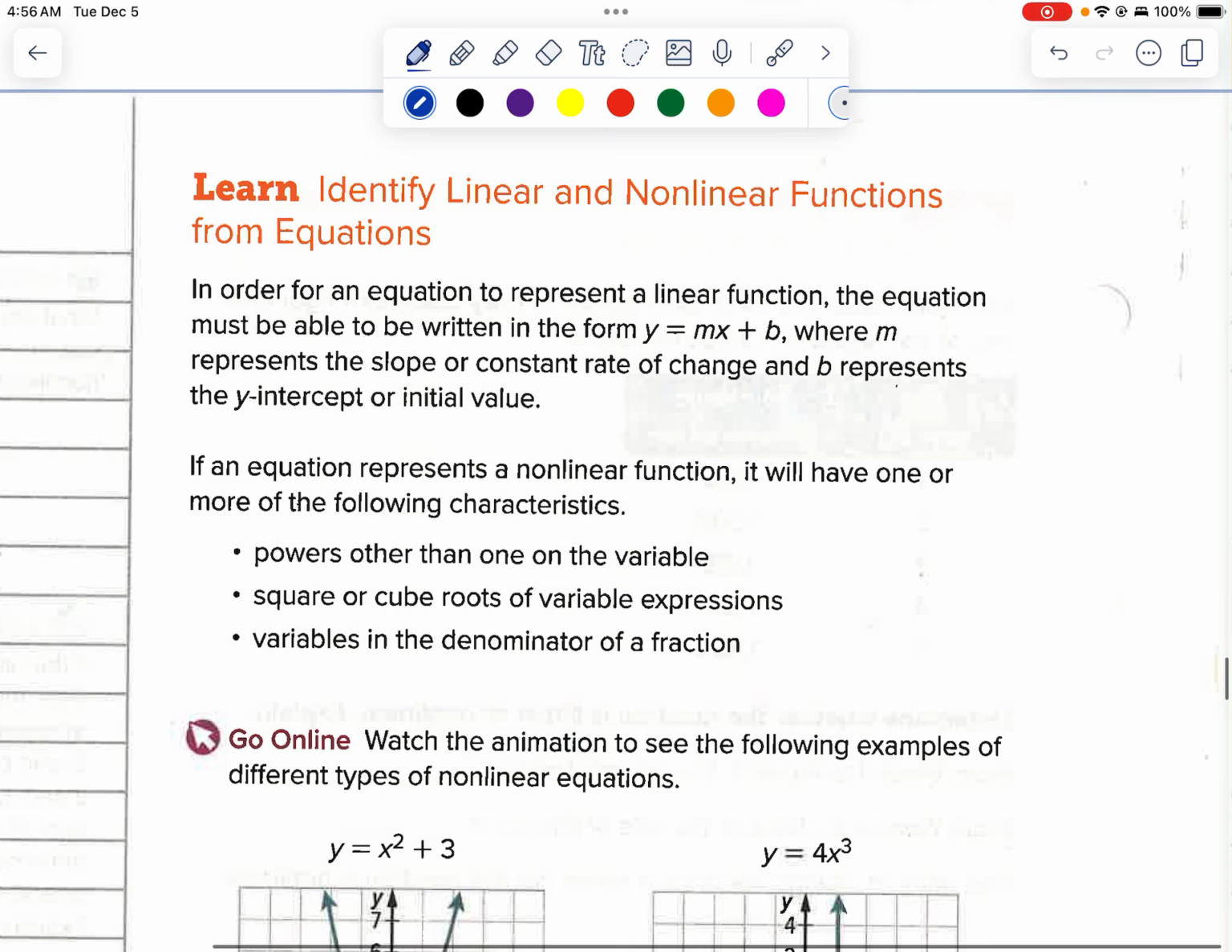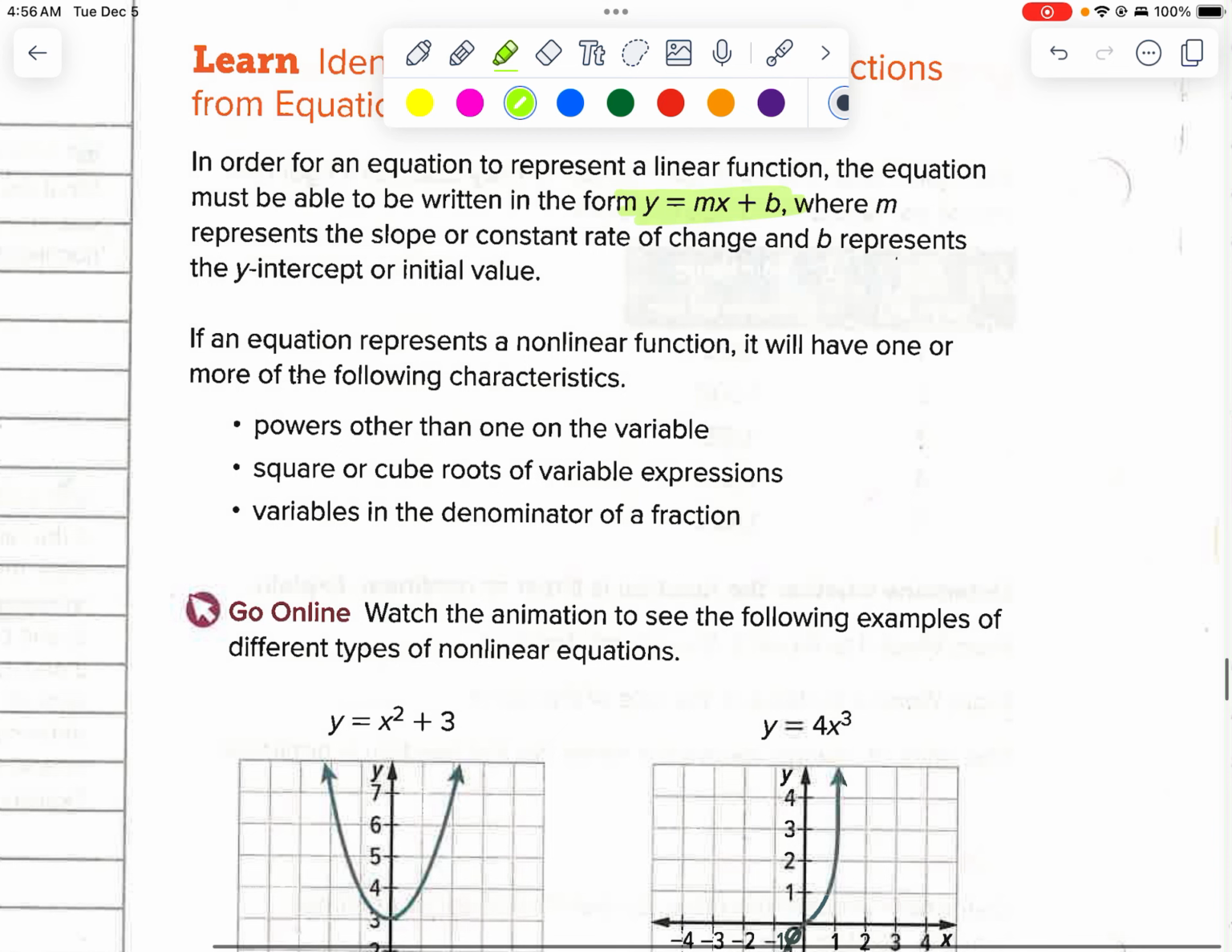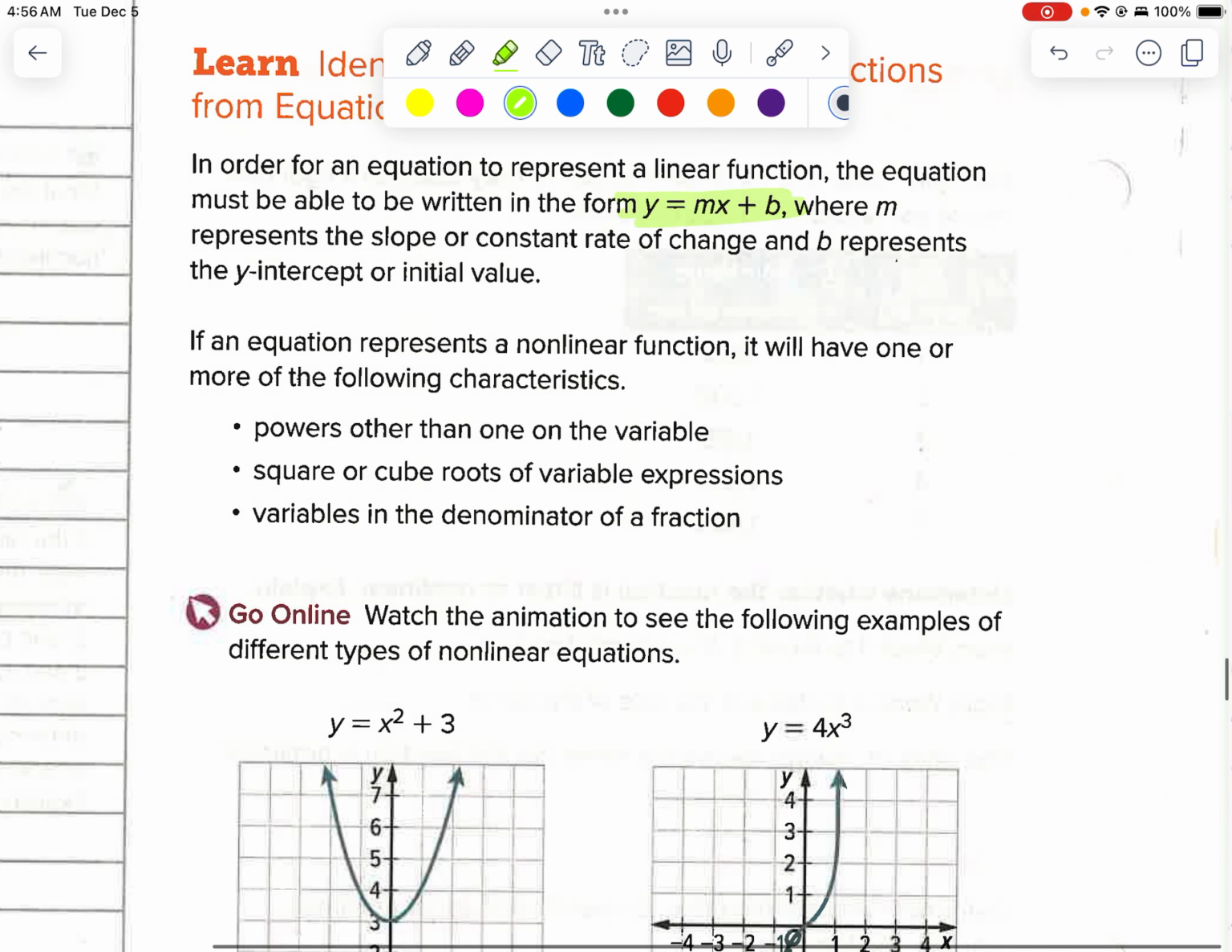In order for an equation to represent a linear function, the equation must be written in the form y equals mx plus b, where m represents the slope, or constant rate of change, and b represents the y-intercept or initial value. If an equation is a nonlinear function, it will have one or more of the following: powers other than 1 on the variable, so that goes back to these two that we did a minute ago.